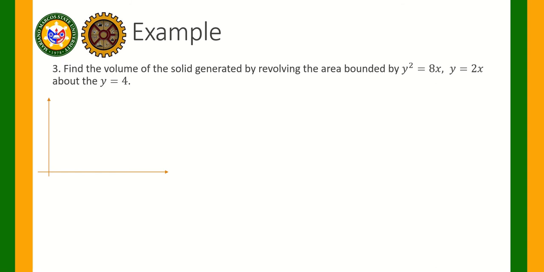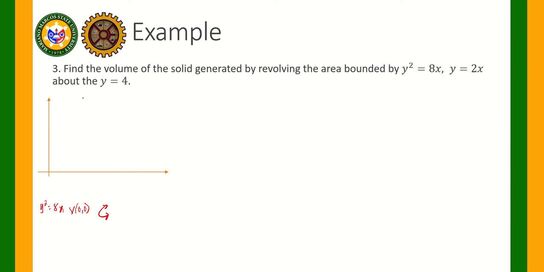Okay, so now let's have example number 3. Find the volume of the solid generated by revolving the area bounded by y squared equal to 8x, y equal to 2x, and about y equal to 4. So for y squared equal to 8x, this is again a parabola opening to the right with vertex 0, 0.